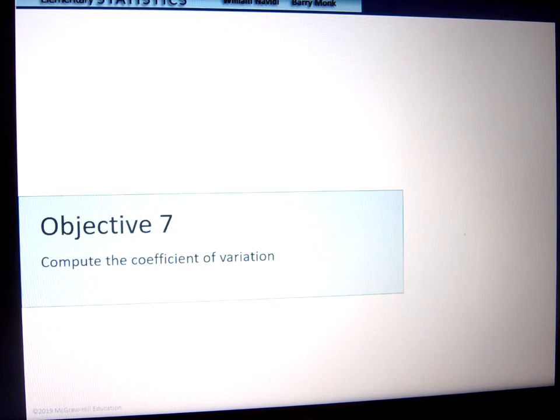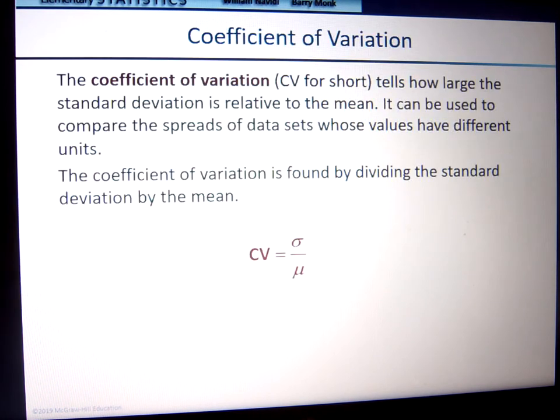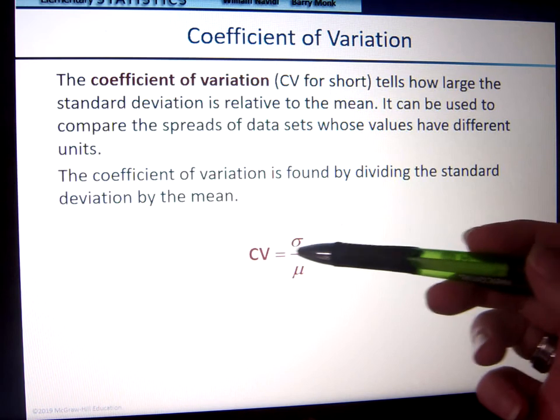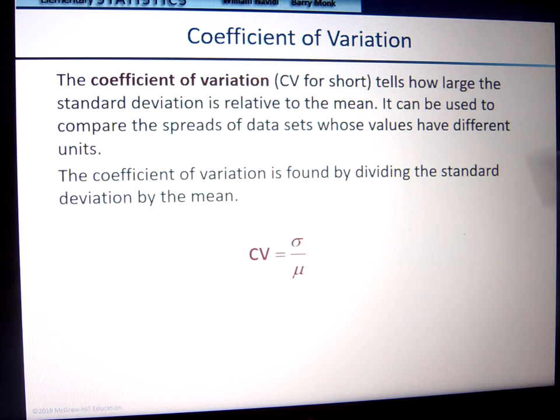All right, we're going to compute the coefficient of variation next, CV for short. It tells how large the standard deviation is relative to the mean. It can be used to compare spreads of data whose values have different units. The coefficient of variation is found by dividing the standard deviation by the mean.